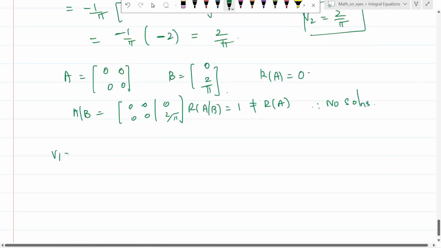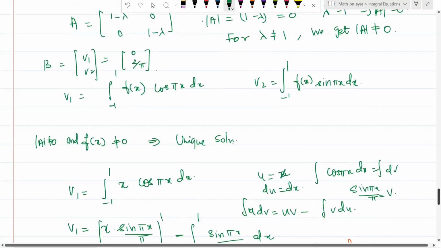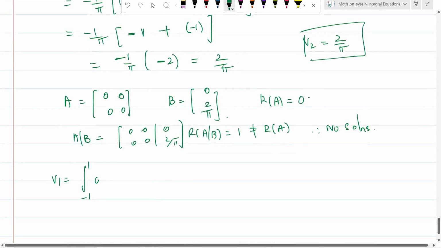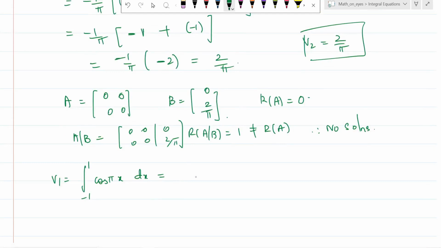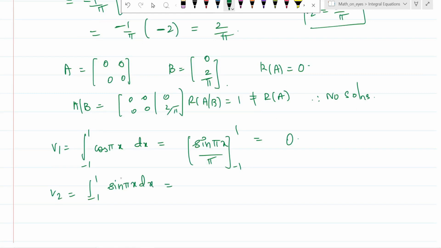So we will find V1 is equal to integral minus 1 to 1. We have f of x which is equal to 1. So replacing f of x by 1, we have cos pi x dx and here sin pi x dx for V2. So we have cos pi x dx which is equal to, when you take the integration, we will find this as sin pi x by pi, upper and the lower. When you apply both, you will find it as 0. And then for V2, which is equal to minus 1 to 1 sin pi x dx, and this is an odd function and this is going to be 0.